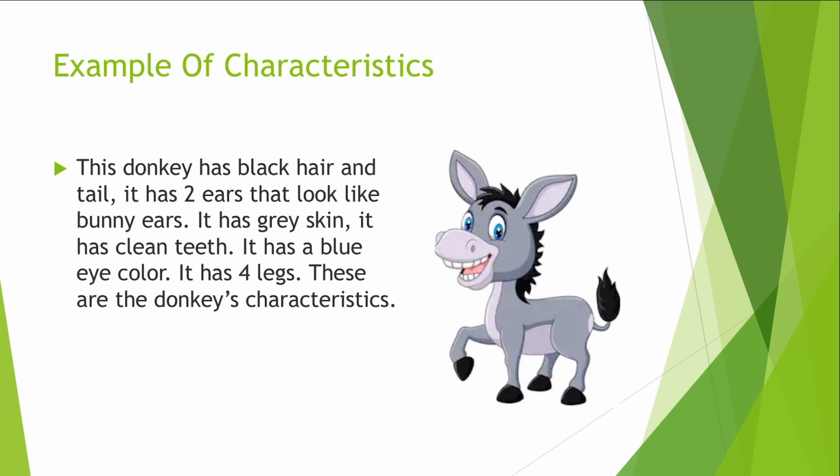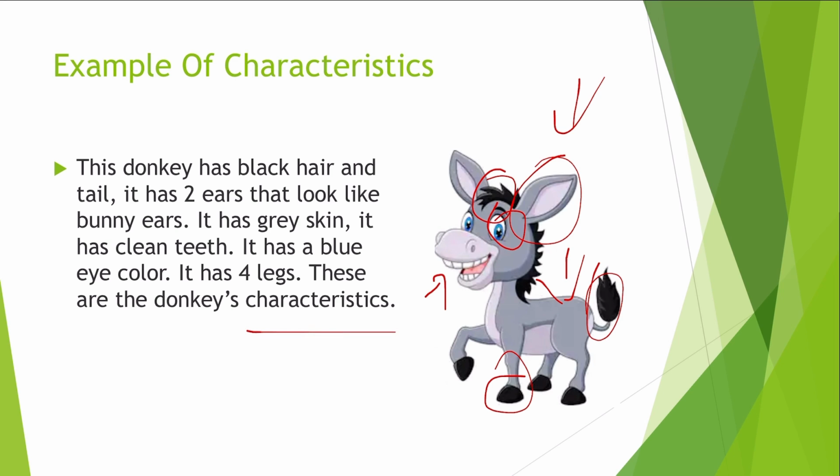Now let's give you one example. For example, you have this donkey right here. I can say it has black hair, bunny-shaped ears, clean teeth. Good job brushing them. Blue eyes, black hooves, black tail, gray skin. What I explained right now of this donkey is its characteristics.